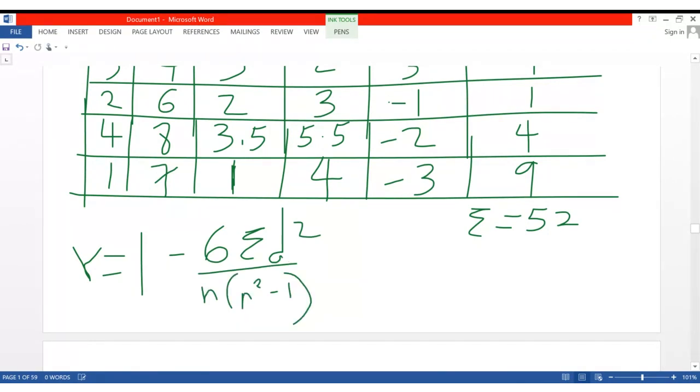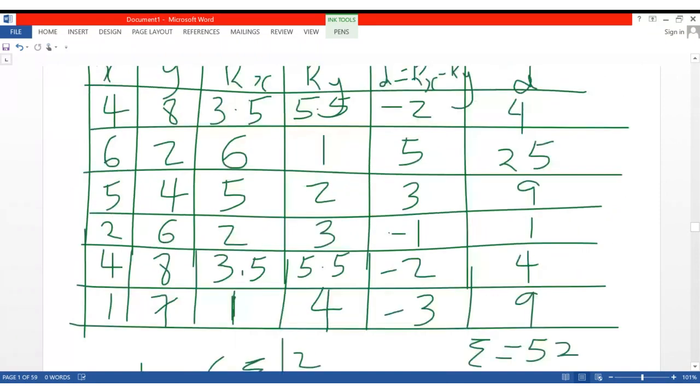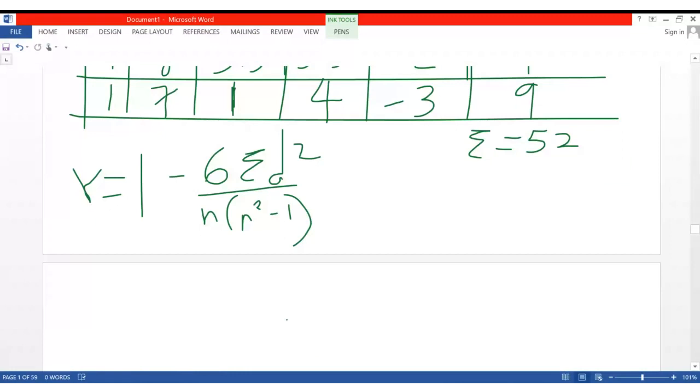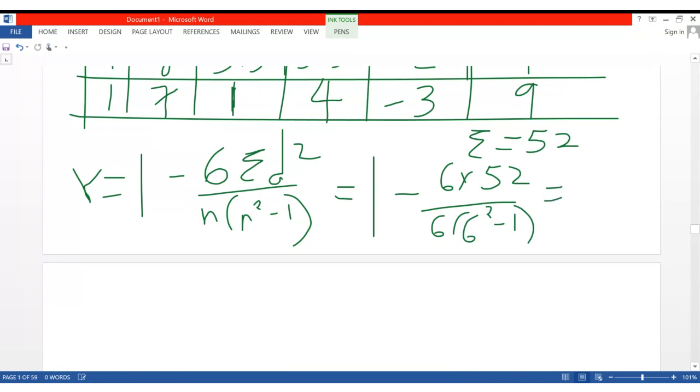Let's count for the X. We have 1, 2, 3, 4, 5, 6. So we have 6 variables, so our N is 6. We shall have 1 minus 6 times 52, all over 6 times 6 squared minus 1. Let me do this one. 6 times 52, I'm getting 312. The other one is 35, and 35 times 6, I'm getting 210.